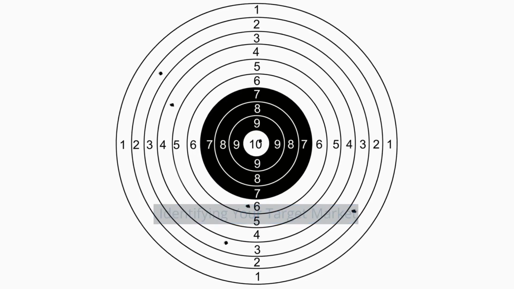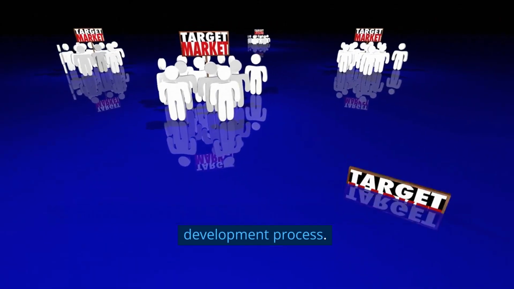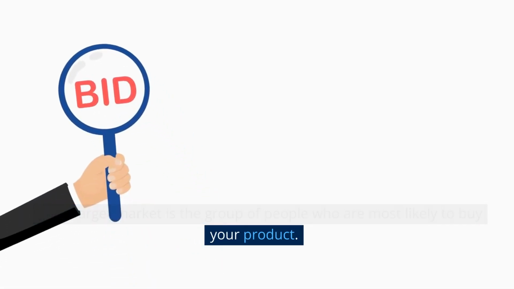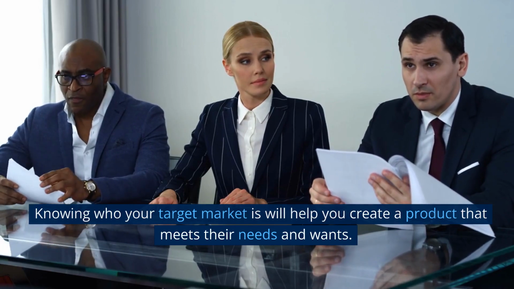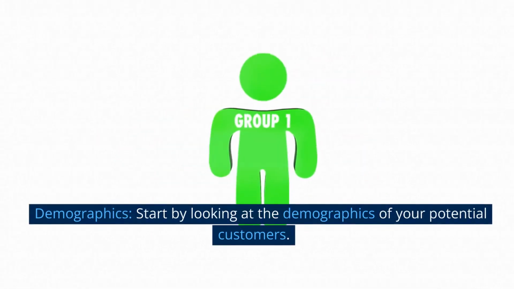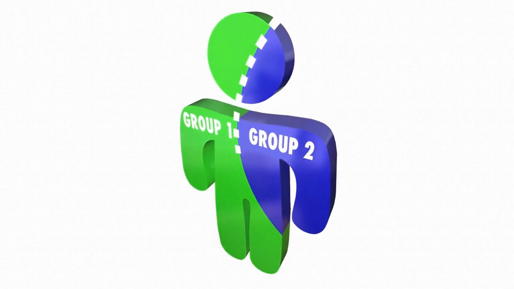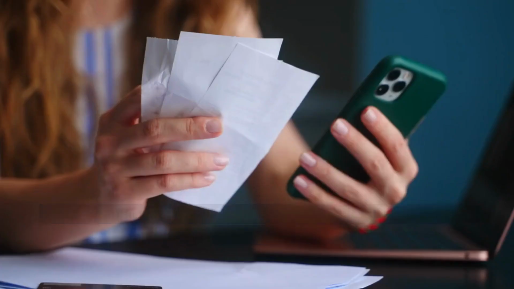Identifying your target market. Identifying your target market is an essential step in the product development process. Your target market is the group of people who are most likely to buy your product. Knowing who your target market is will help you create a product that meets their needs and wants. Here are some steps to help you identify your target market. Demographics. Start by looking at the demographics of your potential customers. This can include age, gender, income, and education.